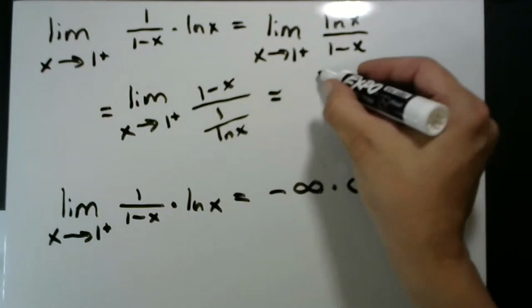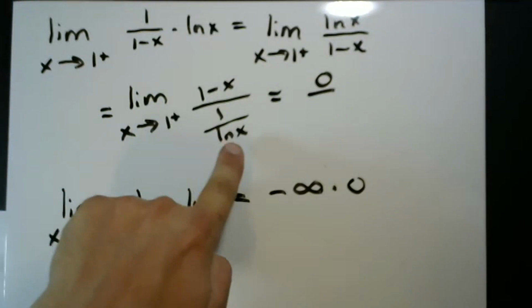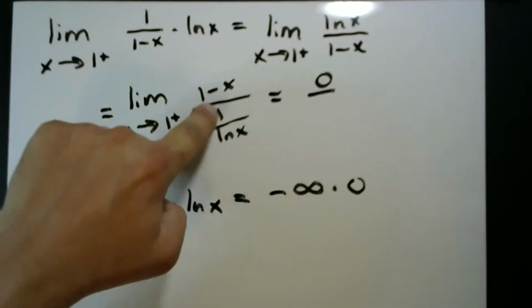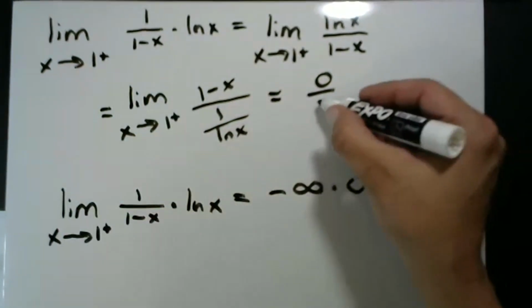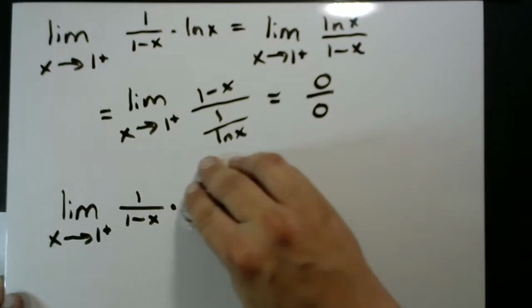And this is going to be the indeterminate form of 0 on top. And on the bottom, this is going to infinity. 1 has got an infinity underneath it. It's going to be 0. So we have an indeterminate form, 0 over 0. That means we can use L'Hopital's rule.